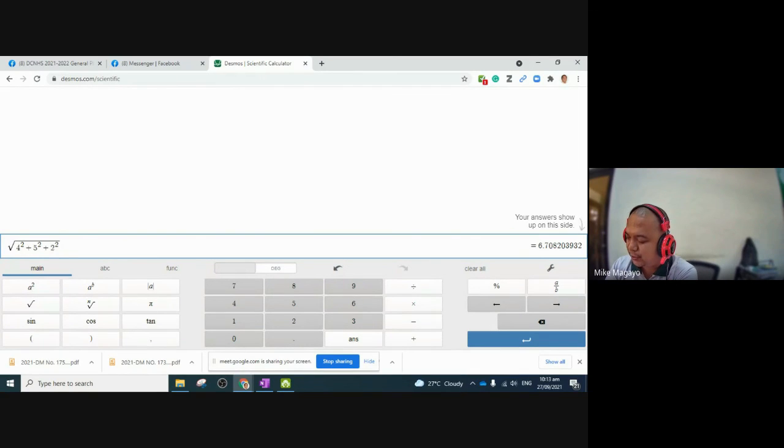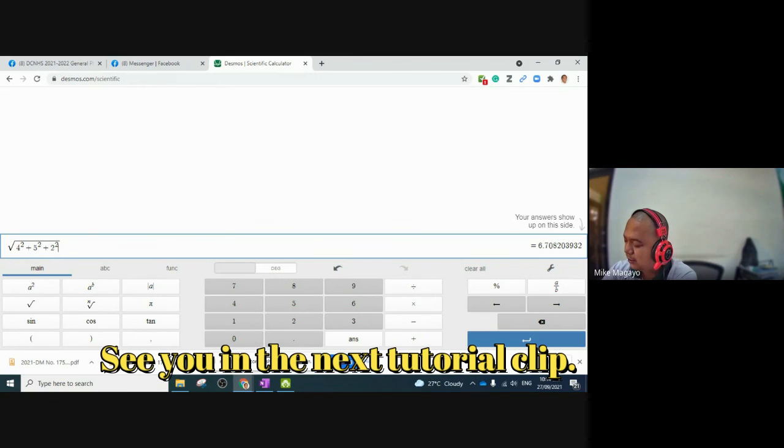It is 6.7 units, but that's not yet the final answer. If you notice on all of our exercises, I always emphasize the significant figures. In our given example, we have only one significant figure, which is the least number of significant figures. So our final answer should be 7 units.